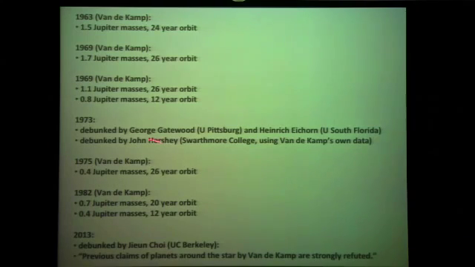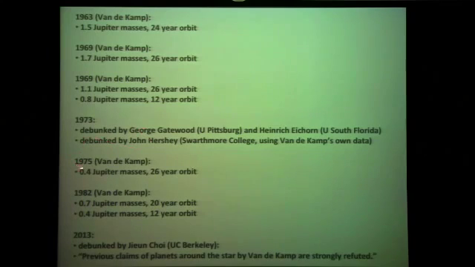The team of George Gatewood, who was at the University of Pittsburgh, and Heinrich Eichhorn, who was at the University of South Florida, using their own data, said, Barnard's star goes in a straight line. There's no wobble, nothing there. Okay? And John Hershey, who embarrassingly, I think, was also at Swarthmore College, and used the same photographic plates as Van de Kamp, said, I find no planet. Van de Kamp, however, persevered.